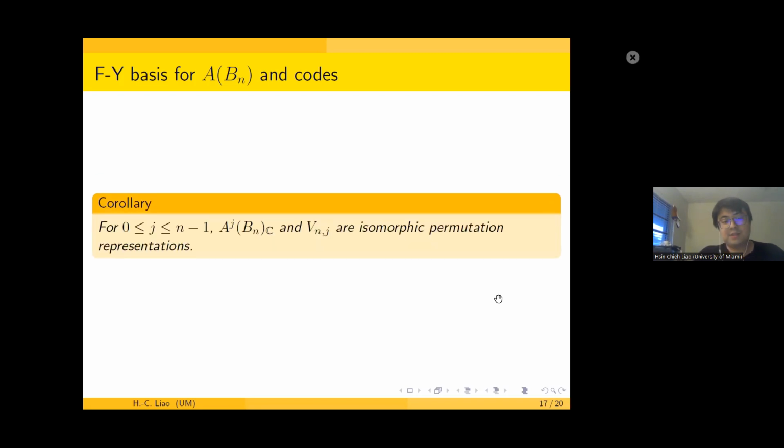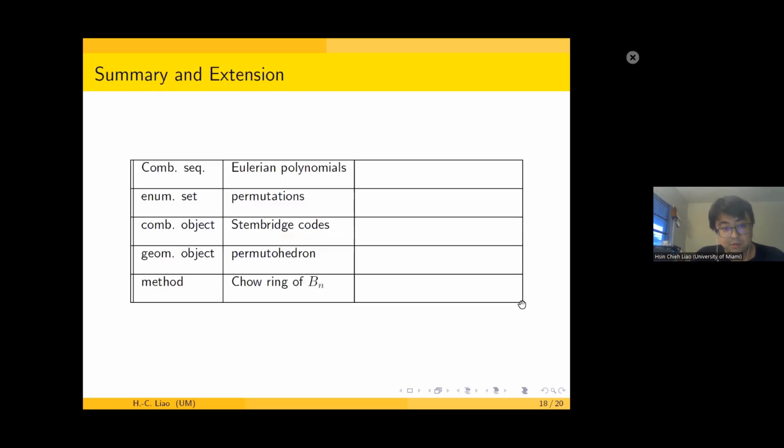Yeah, so we have the degree J Chow ring of the Boolean matroid, and the space spanned by the codes of length n with index J, they are isomorphic as permutation representations. To summarize, what we did is we look at Eulerian polynomials, which enumerate permutations.